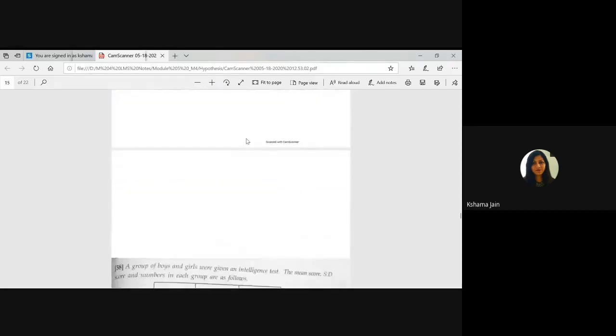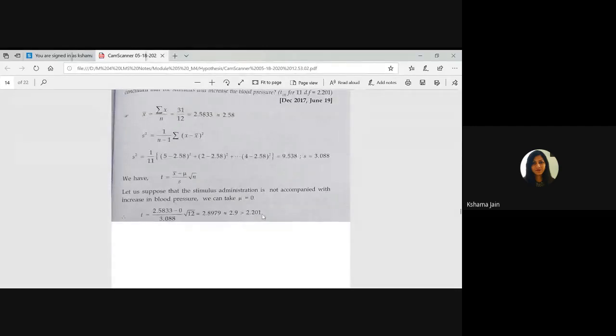Putting into the formula, x bar is 2.5833, mu is 0, divided by s, which is 3.088, over square root of 12, we got 2.9. And the t value they had given is 2.201. So here 2.9 is greater than 2.201. Hence, our hypothesis is rejected, and we can say that the stimulus will not increase the blood pressure. If it is less than the value, we accept the hypothesis. If it is greater than the value, we reject the hypothesis. I think I have not scanned that page, but the ultimate line will be, hence the hypothesis is rejected.